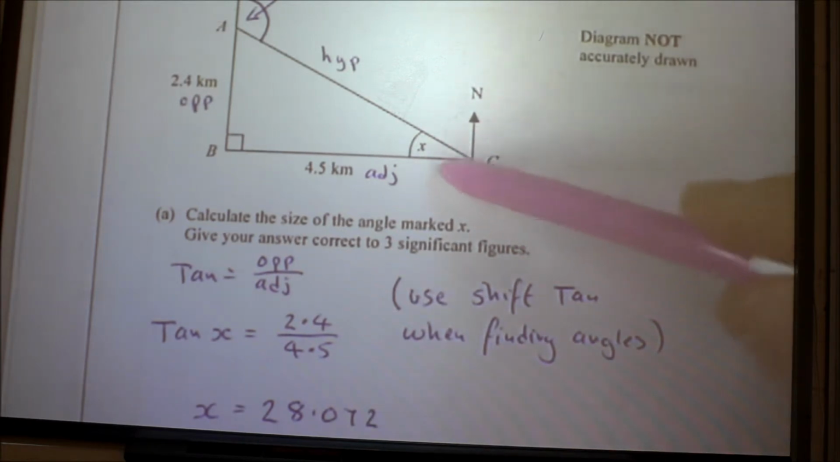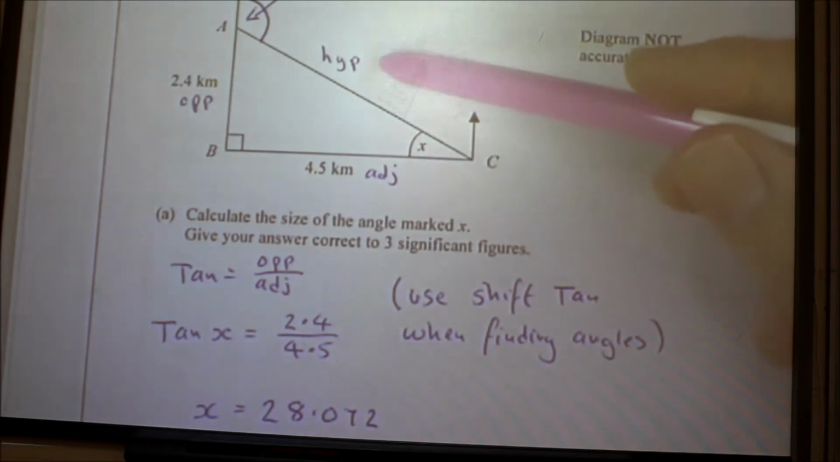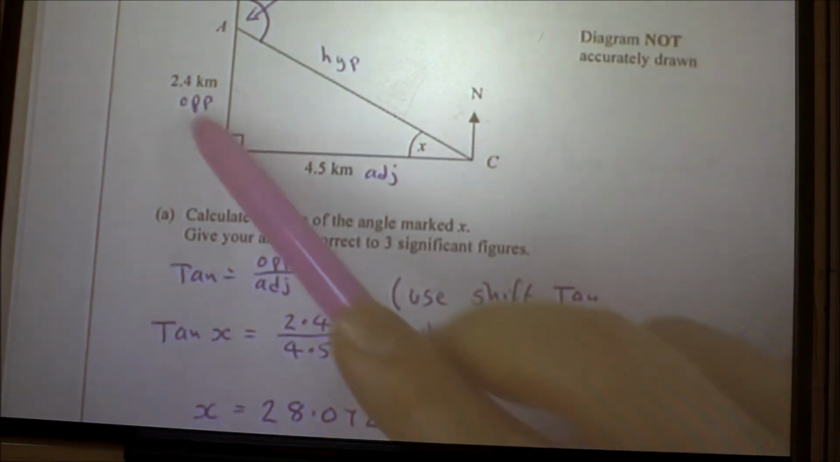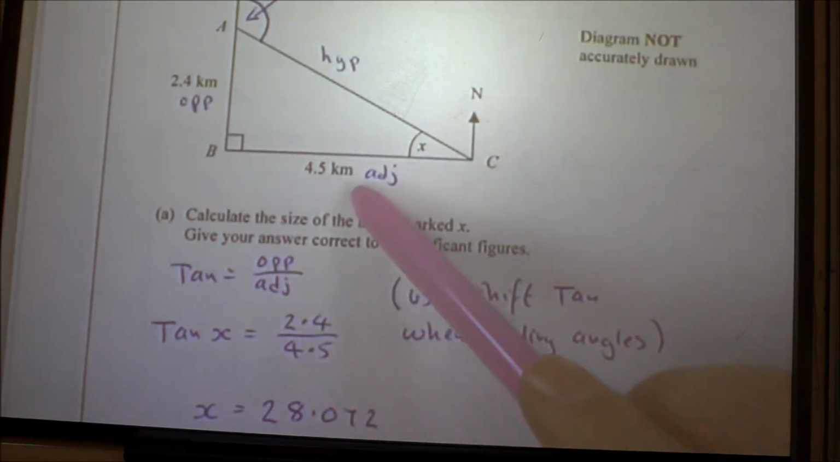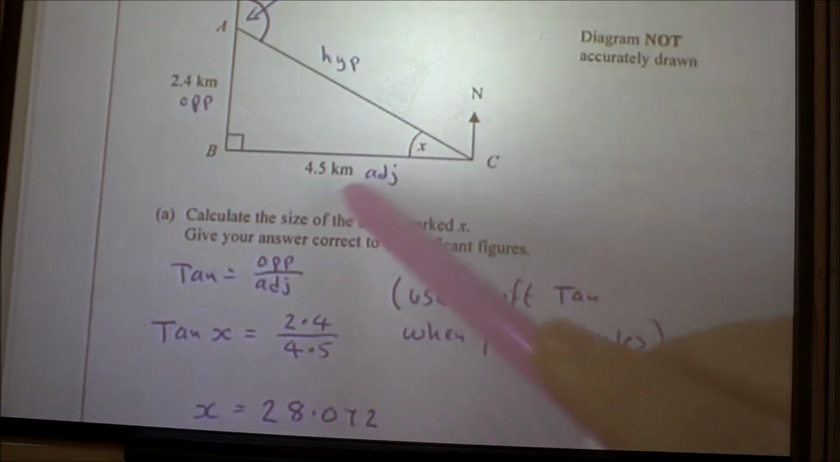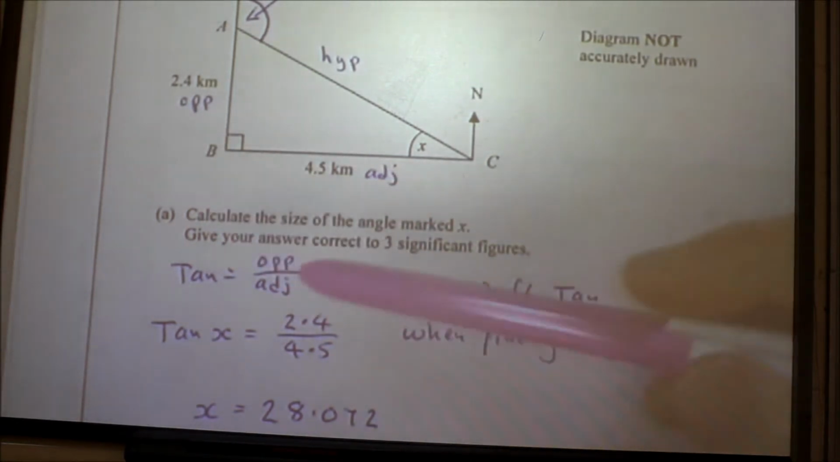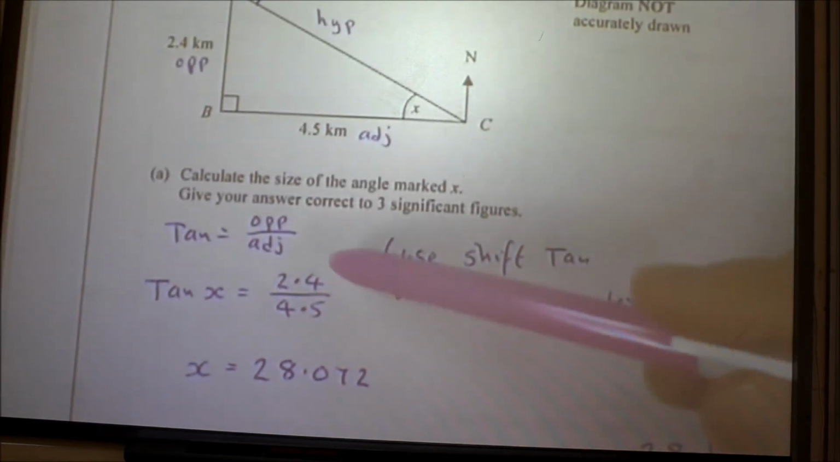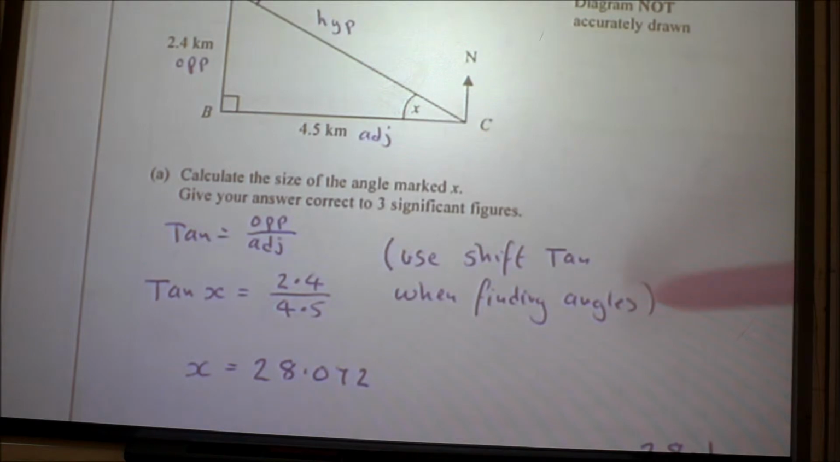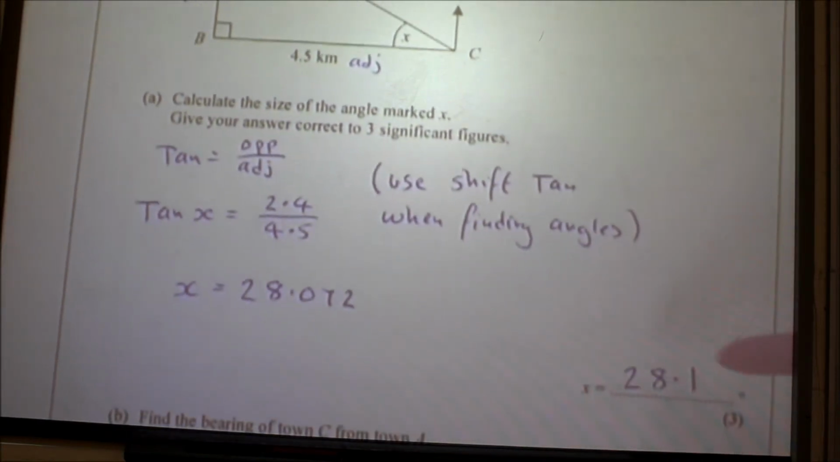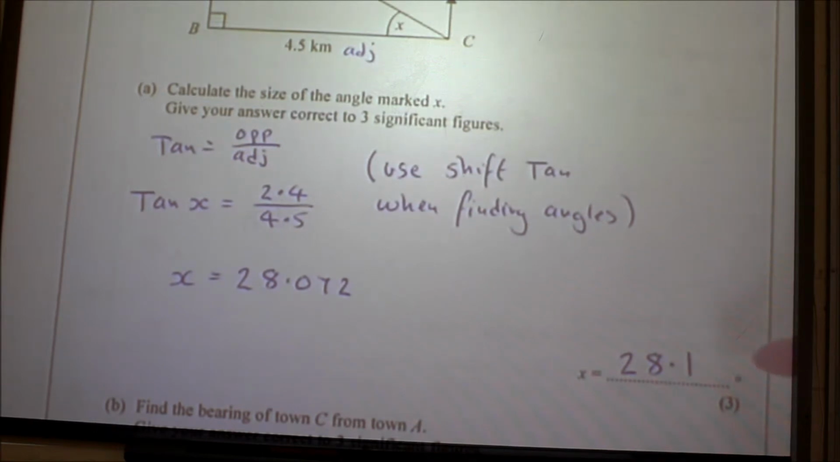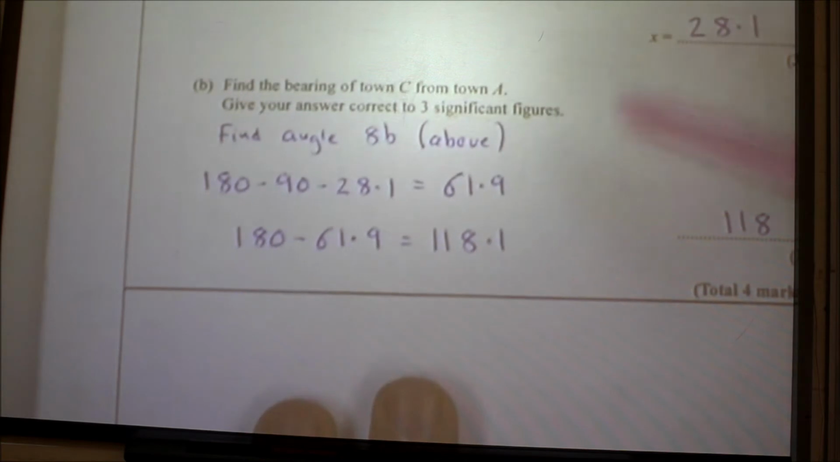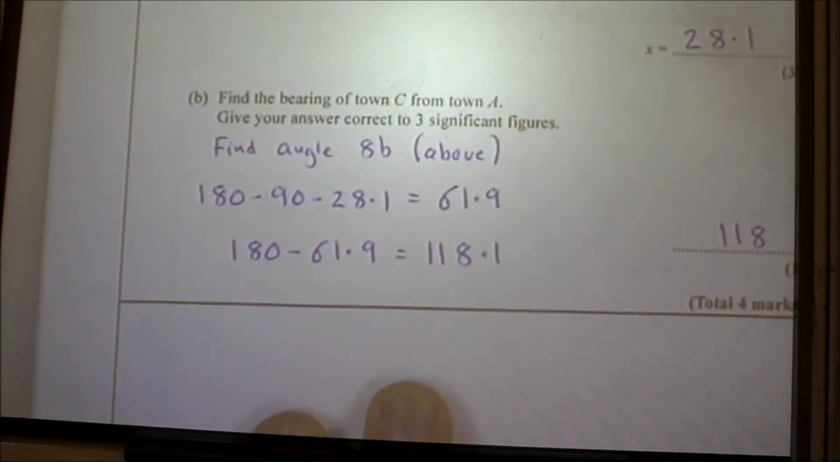Okay, so label the sides up like you would normally do, treat it like a triangle. Your long side's your hypotenuse, there's your opposite, and there's your adjacent. We know the adjacent and the opposite, so that'd be tan again. Tan X is that over that. We use shift tan when we're finding angles, so you should have got 28.072, which to 3 significant figures is 28.1.